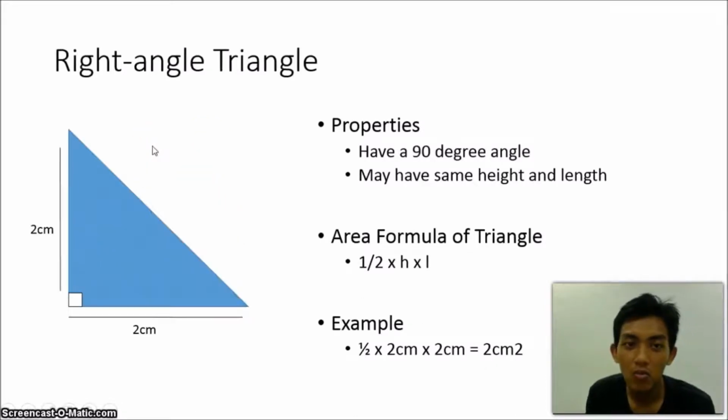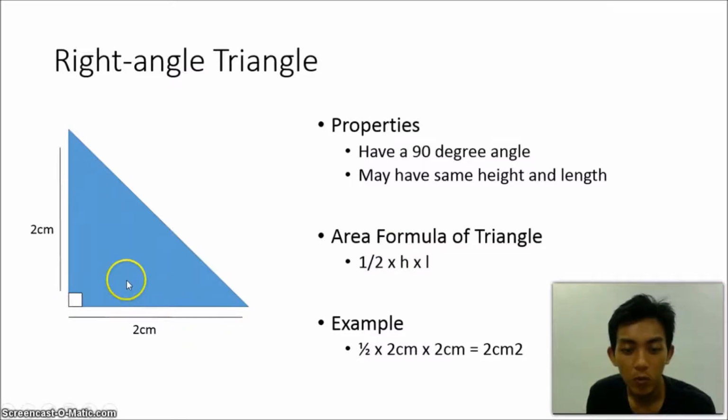Now let us proceed to the right angle triangle. The property of the right angle triangle is that it has a 90-degree angle, which will be shaped around here. Now a right angle triangle can be either an isosceles triangle or a scalene triangle, because its length and height may be equal to each other. So the area formula of this triangle is 1/2 times its height times its length.